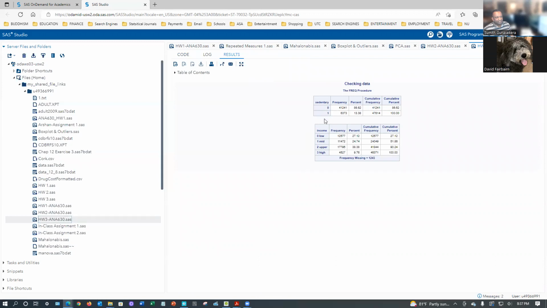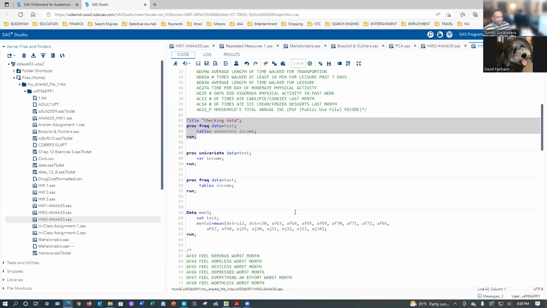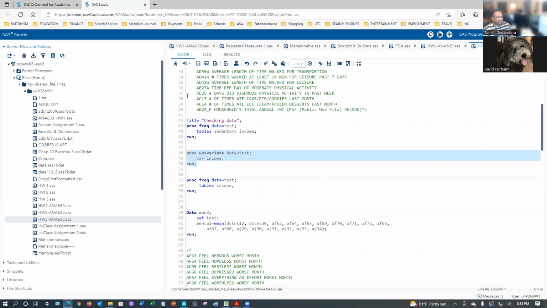See, a frequency table for sedentary as well as for income. All the descriptive statistics are displayed over here. This one is 0 and 1: 1 means sedentary, 0 means active. Here low, none, 2. Their frequencies, percentages, cumulative frequency, everything. You can see that one. It's properly structured.